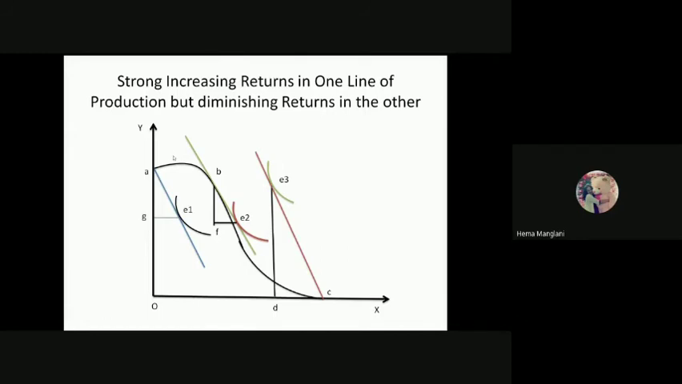The situation: we have strong increasing returns in one line of production, but diminishing returns in the other. What does it mean? If we have two goods, the commodity X and the commodity Y, the commodity X has strong increasing returns. You see here, we have a convex shape of the production possibility curve, and diminishing returns in the other. So already we have indicated that the strong increasing returns are associated with the commodity X. Here we have this position.